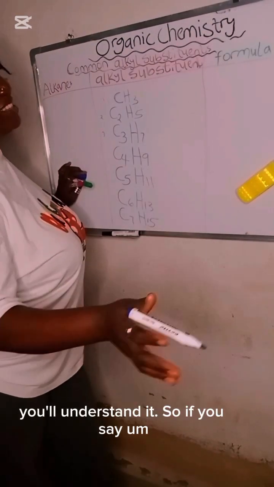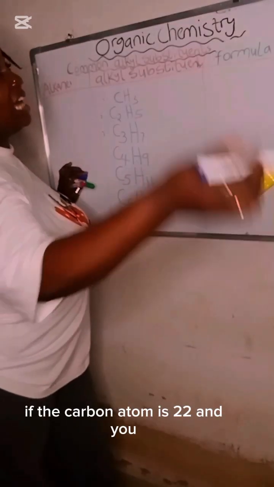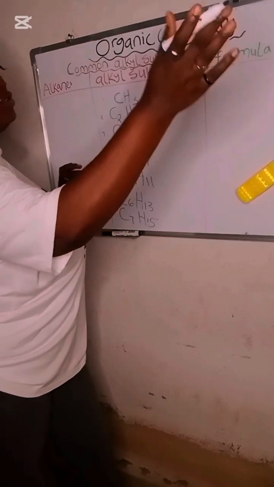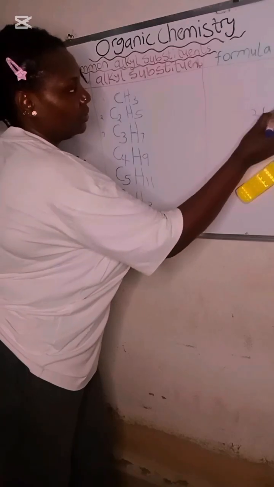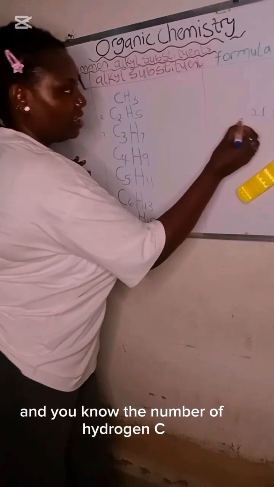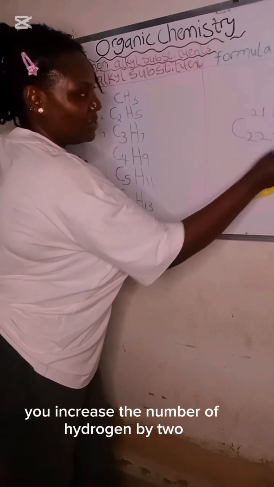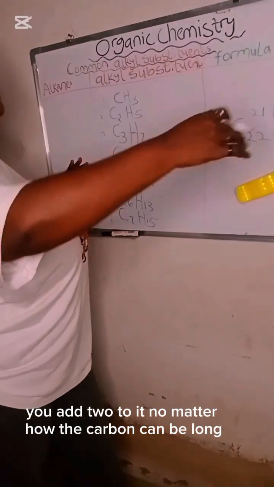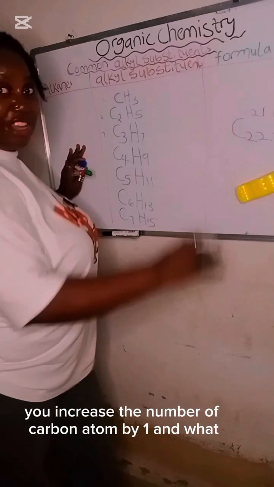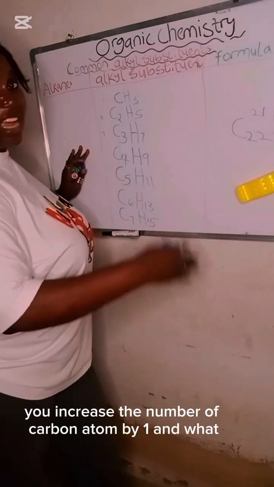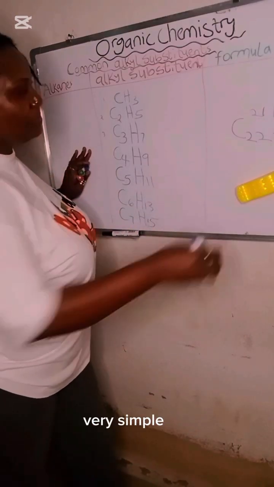You understand it. So if they say the carbon atom is 22, and you already know if C is 21 and you know the number of hydrogen, C22 will be what? You increase the number of hydrogen by 2. You add 2 to it. No matter how long the carbon chain is, you will know the number of hydrogen atoms that is there. Very simple. You increase the number of carbon atoms by 1 and increase the number of hydrogen atoms by 2. Very simple.